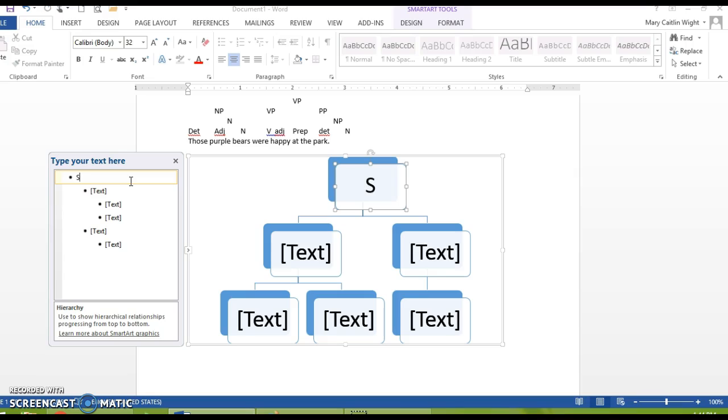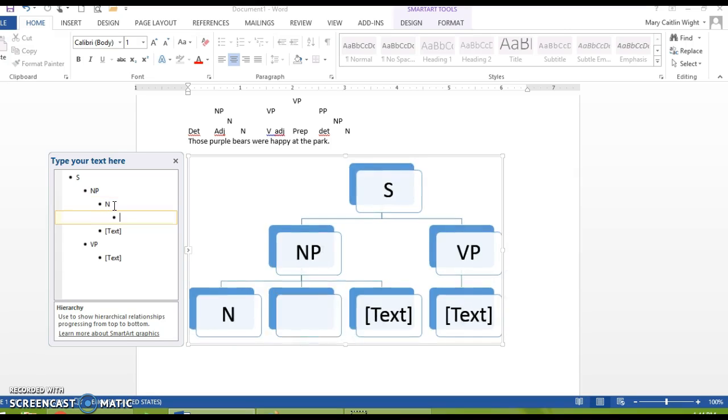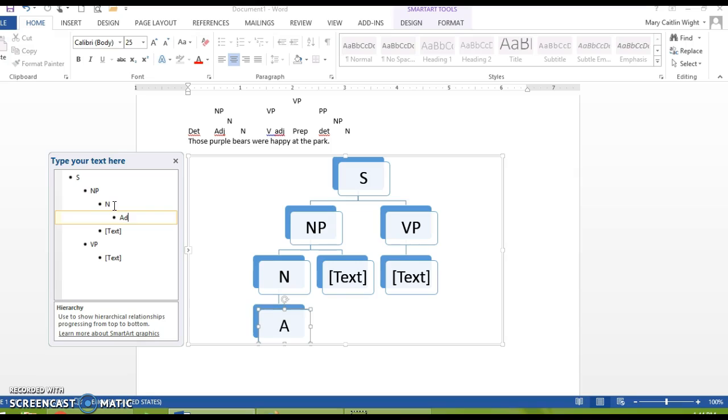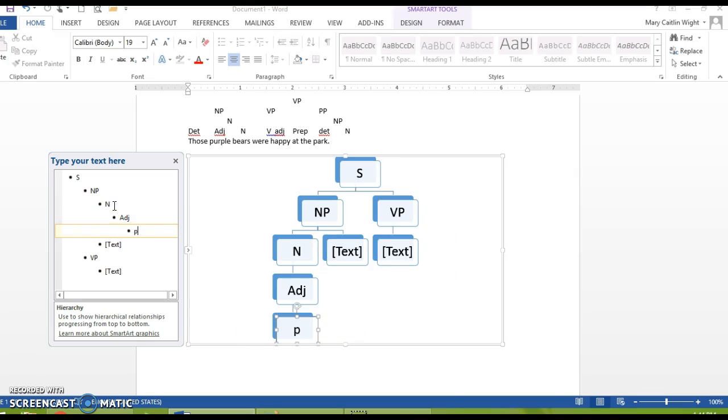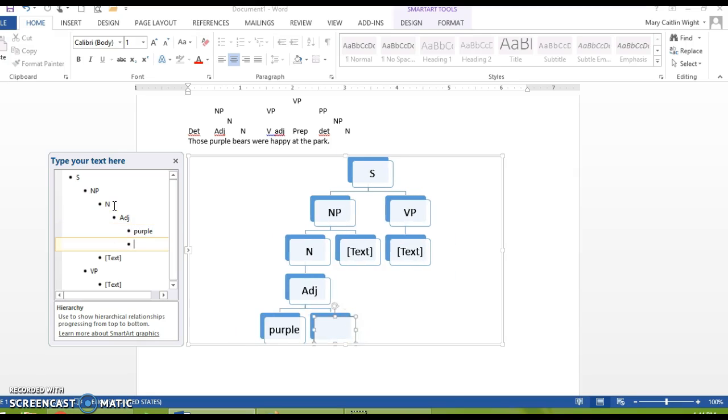So we start right at the top with our sentence, and we know our sentence has the two components. It has the noun phrase, and it has the verb phrase. So then we break that down further. The noun phrase is composed of the noun, which is composed of the adjective, which is purple, and the noun, which is bears.